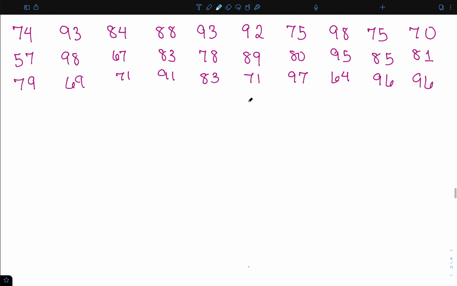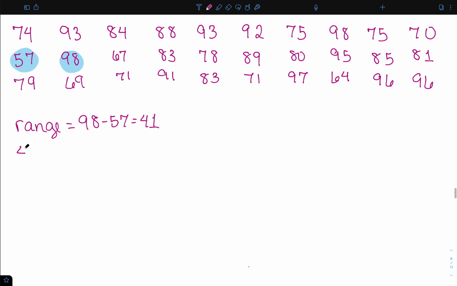Let's look at this data set here. We need to start by finding the largest and smallest values. Looking through this data set, we see that the largest is 98 and the smallest is 57. So we need to find the range, which is 98 minus 57, or 41. We then need to determine how many classes we want.